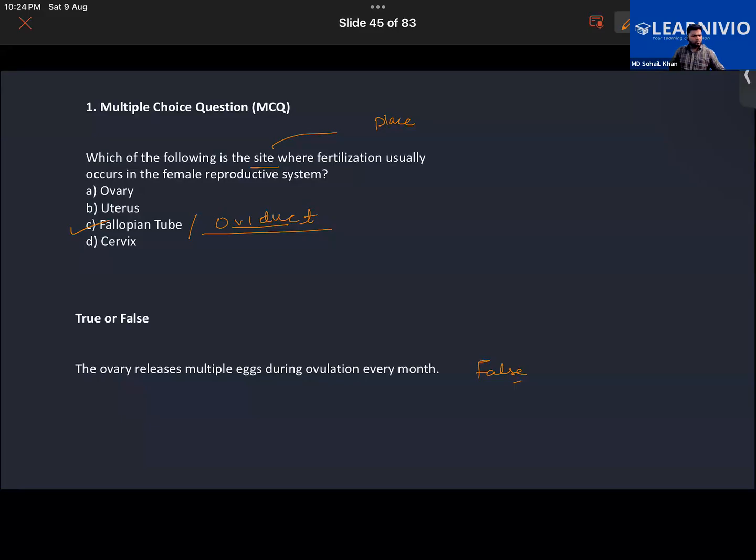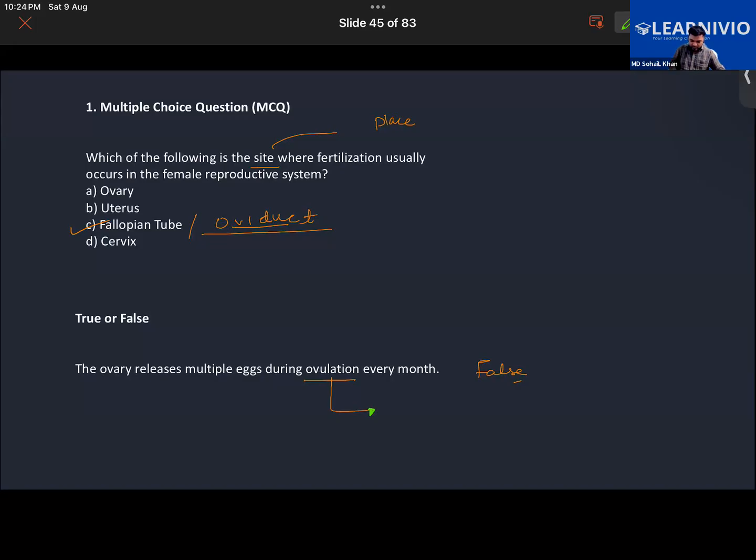Ovulation, when we... Anyone? I have taught about this in the last class. Sir, the process where a new egg is formed in females. Formed or released? Sir, released. Released. Okay. Rather, you should be saying a mature egg cell, a mature ovum, is released during the menstrual cycle.